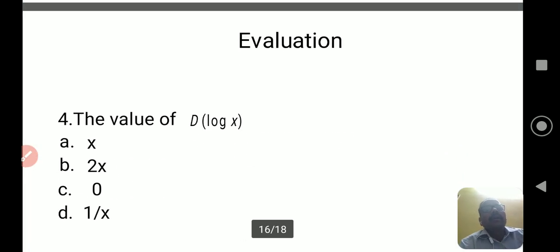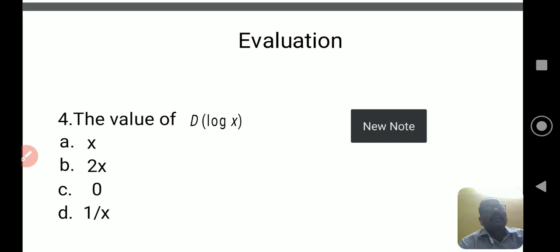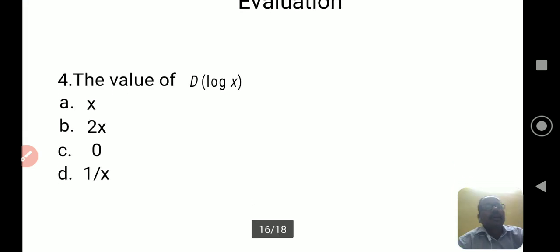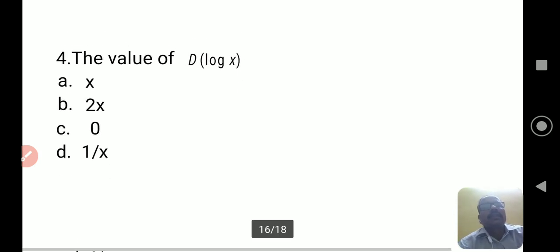Okay, again you can take the fourth one, the differentiation of log x. The options are a is ln x, the second option is 2x, the third option is 0, and d option is 1 by x. It is very easy, you learned about this in second PU. The final solution is that the differentiation of log x is 1 over x.